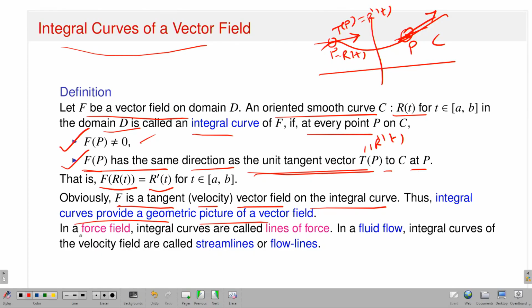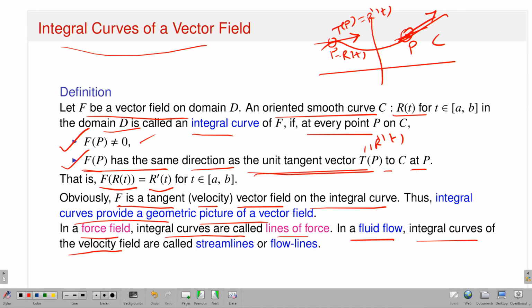As an application, if I have a force field, the integral curves are called the lines of force, and in a fluid field, integral curves of the velocity field are called the streamlines or flow lines. But as I said, given a vector field, say a 2-dimensional or 3-dimensional vector field, you can calculate them.